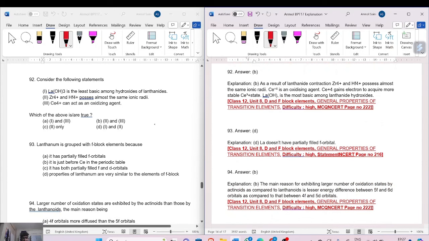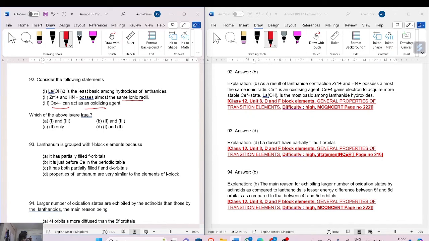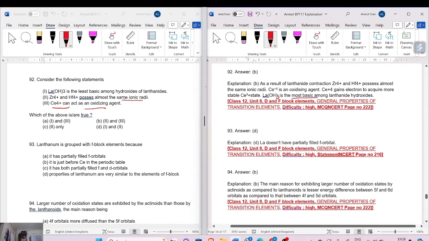We have some given statements. First one: La(OH)3 is the least basic among the hydroxides of lanthanoids. The second one: zirconium 4 plus and hafnium 4 plus possess almost the same ionic radii. And Ce4 plus can act as an oxidizing agent. So we have to tell the correct statement. Here lanthanum hydroxide is not the least basic, it is the most basic.